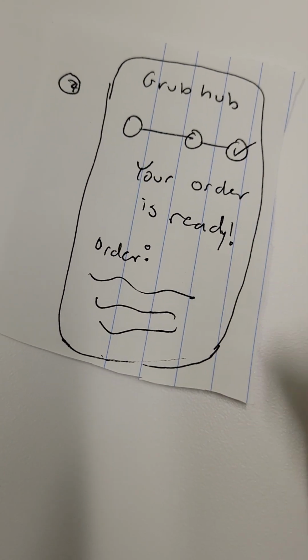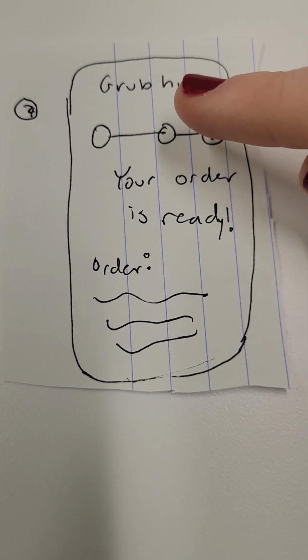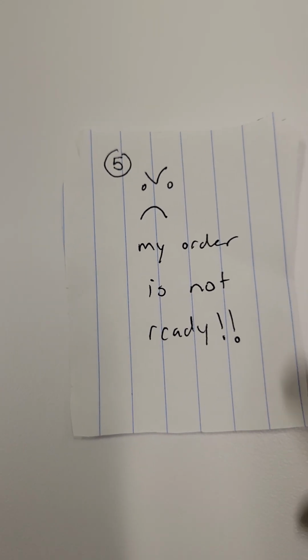In fact, sometimes the app will even tell you that your order is completed. It'll say that they made it and that it's ready to be picked up, even when your order isn't ready. You'll show up, it's still being made, and Grubhub's showing you inaccurate data.